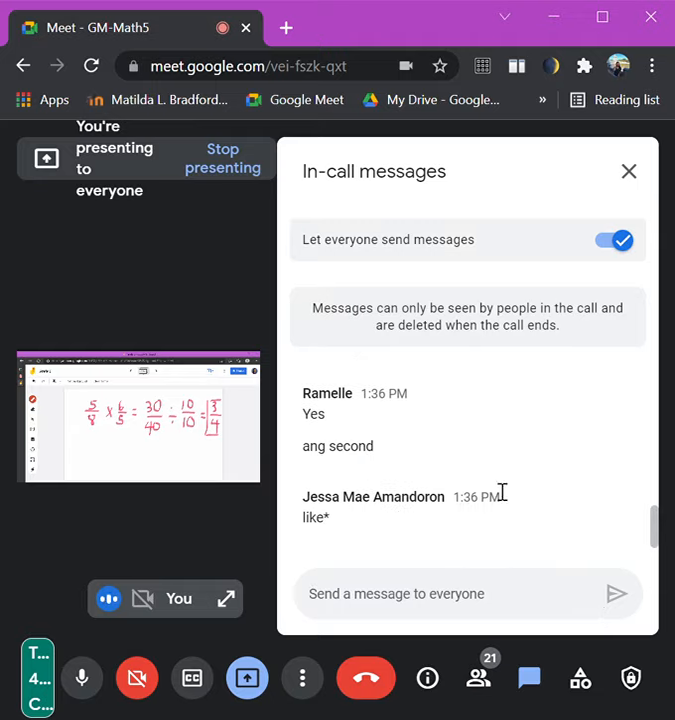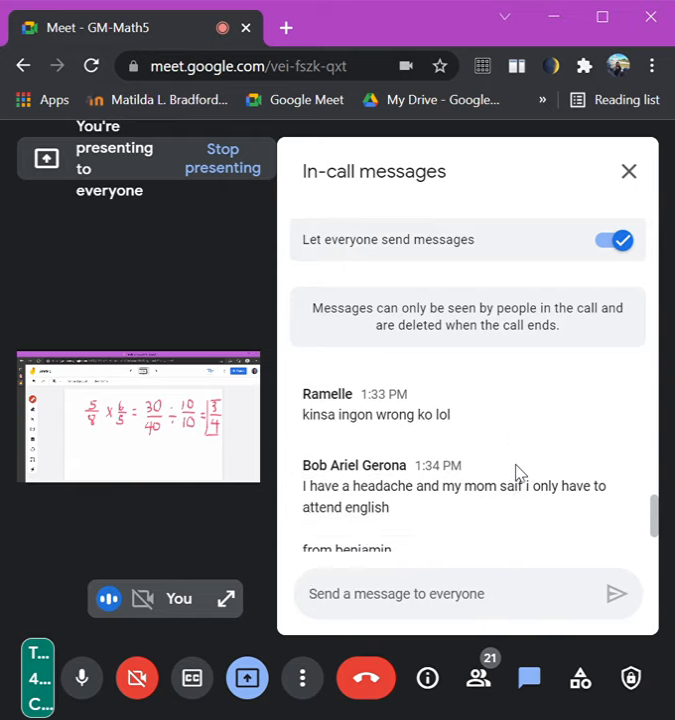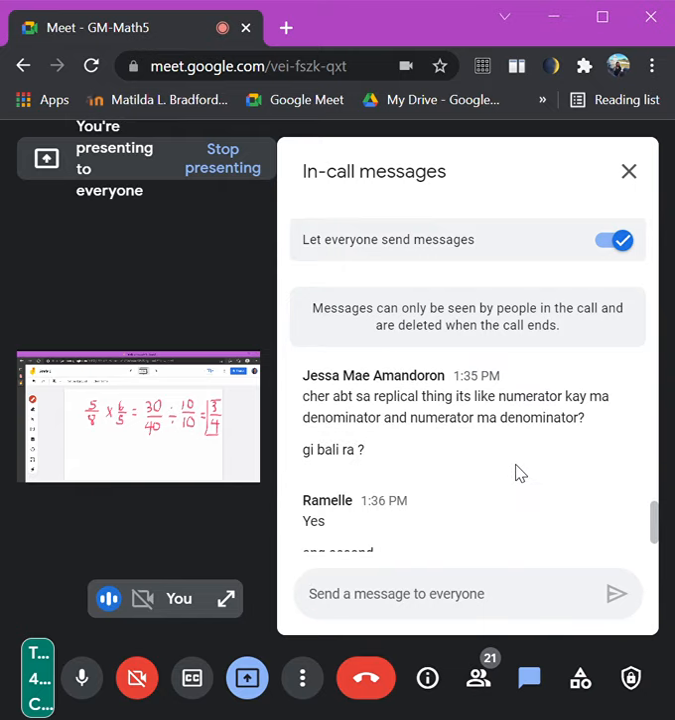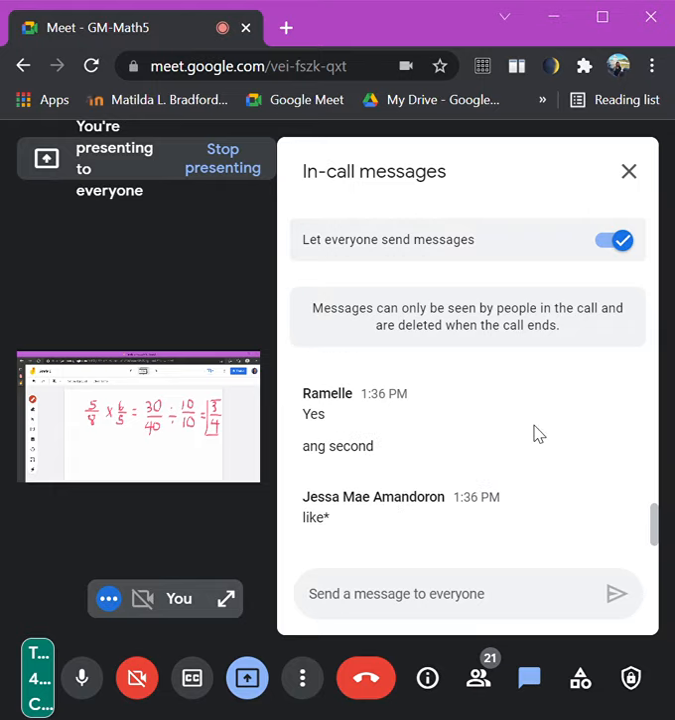Sure, about the reciprocal thing, it's like the numerator... Yes, you really flip it. The second one is the one we flip.